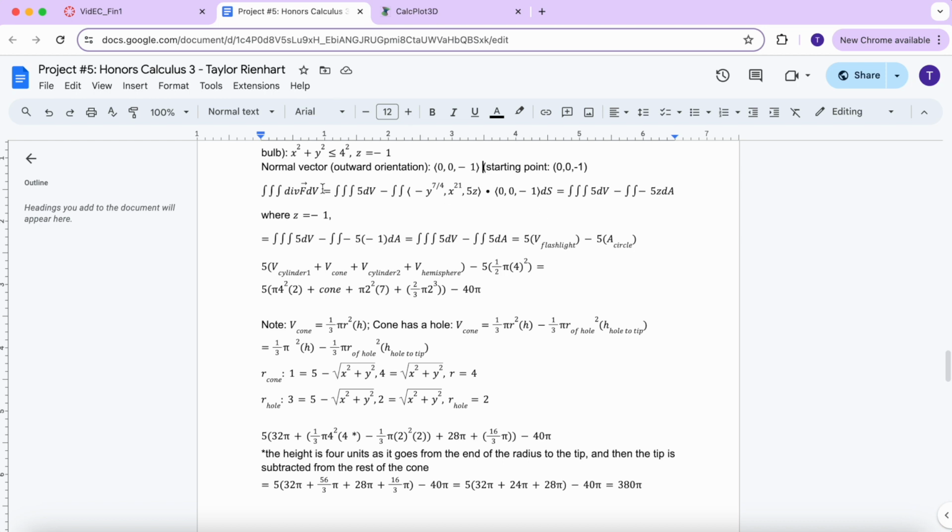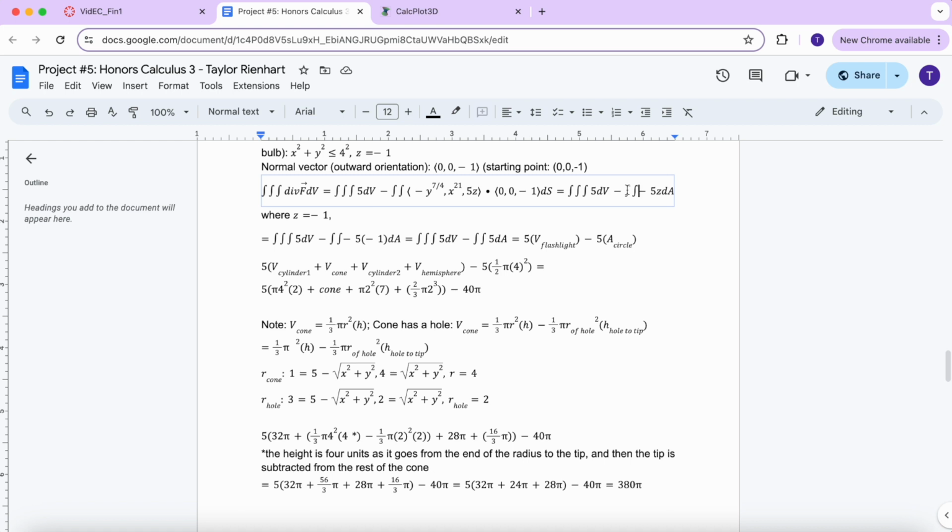Now it's time to solve. Here we have the divergence of f, which is going to be the triple integral of 5 dV minus the double integral of our vector field dotted with the normal vector dS. Now, this is going to result in the first two terms being canceled out for our flux integral and the third term being multiplied by -1. The result is -5z dA because we are doing a double integral, which is with respect to area.